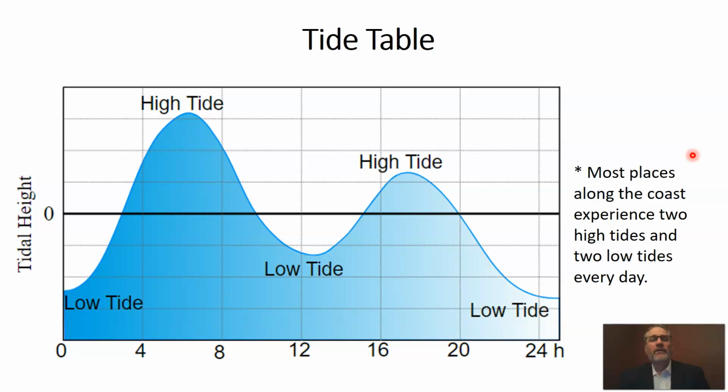I want to take a look at this. This is called a tide table, and this shows us over a 24-hour period, this is 24 hours, what's going to happen. So here our table starts out with a low tide, and you can see that on our graph it shows us the lowest water level, and then slowly but surely there's a gradual increase.